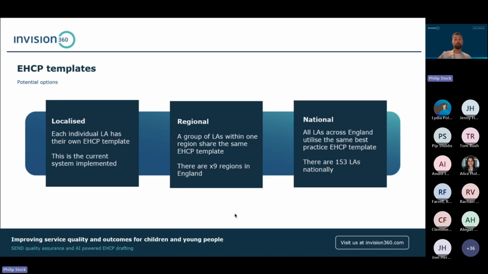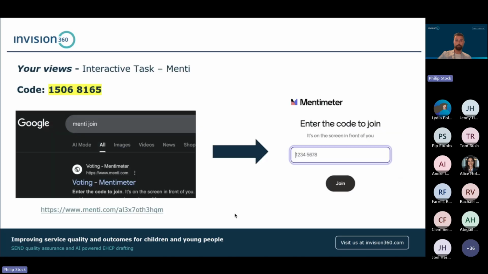Or the potential is that there will be a mandate that there is a national standardised EHCP template, where every local authority is working to what is considered the best practice with a standardised EHCP template.